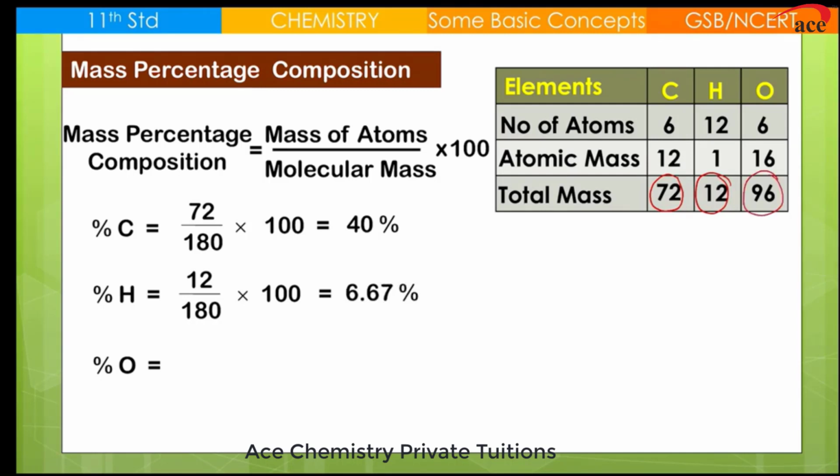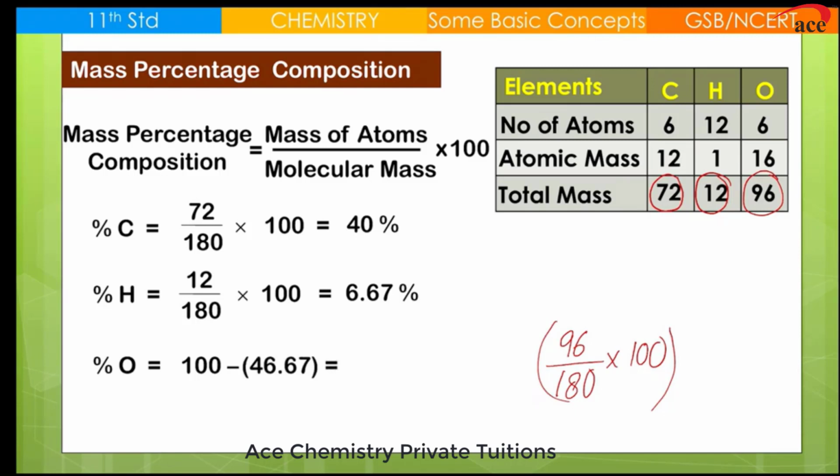Similarly, what is the percentage of oxygen? One method: 96 divided by 180 multiplied by 100. This is one method. There is another method also. Another method is 100 minus percentage of carbon and percentage of hydrogen, because the remaining element is oxygen. If you add percentage of carbon and hydrogen, it is 46.67. So 53.33 is the percentage of oxygen.